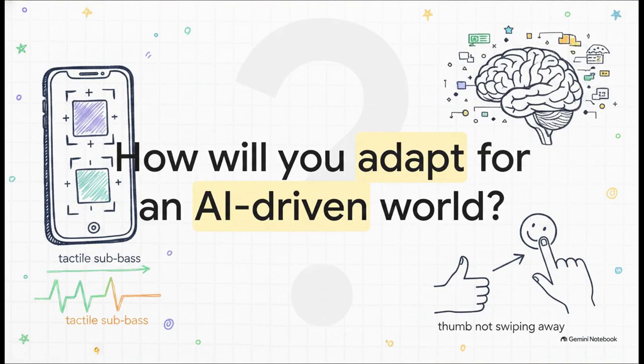So we have totally deconstructed the vertical canvas. We've looked at the psychology of eye-level trust, the sensory science of 3D audio and tactile sub-bass, and the insane scale of modern AI workflows. We know exactly what keeps a thumb from swiping away. So the only question left for you is, now that you know the exact anatomy of a modern viral hit, how are you going to use these tools to build your next masterpiece?